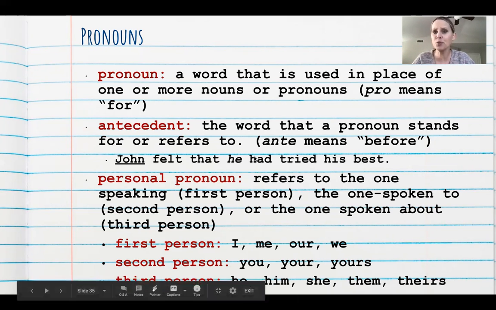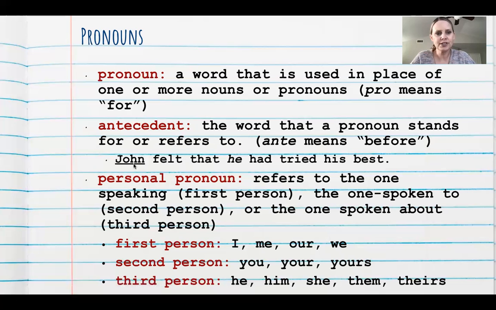I put a sample here and I think that kind of spells it out pretty simply. Here's an example sentence. John felt that he had tried his best. In this sentence, the pronoun is the word he, right? But what is he a replacement for? I look to the left and I can see the antecedent, which is John. So every time I have a pronoun, I have an antecedent that it's replacing, okay?